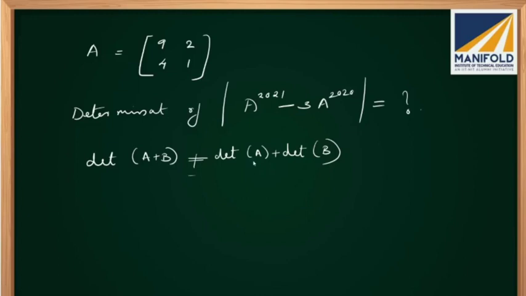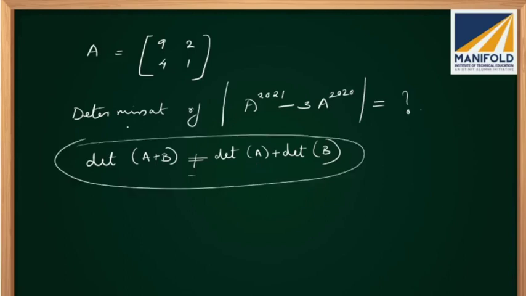Dheeraj, Sudhakar, Atira, your answer is 2020. Okay, it's wrong. Okay, we'll see. This is a thing which you should keep in mind. If you use equal to sign here, you will end up in wrong answer. Okay, so Ishwara, you got the correct answer. It's -20.